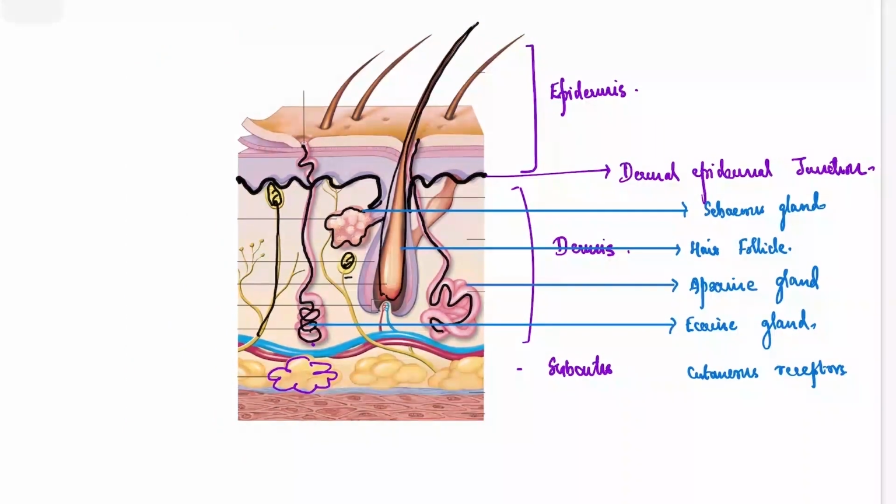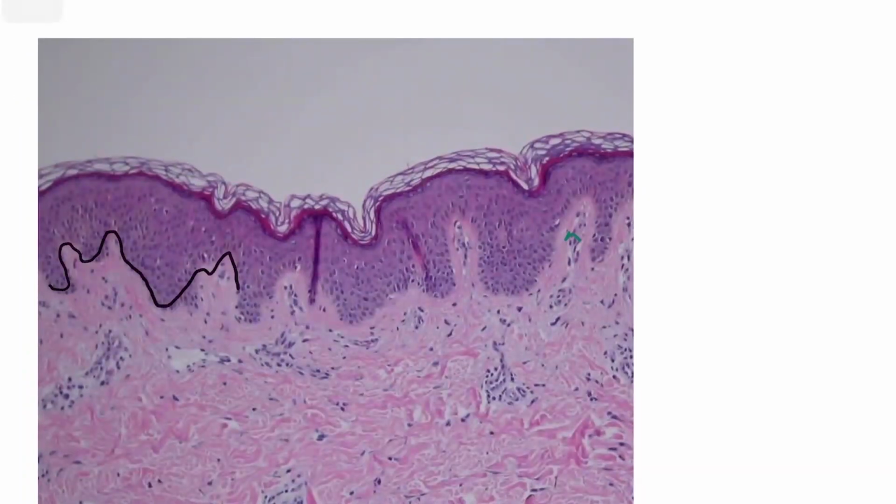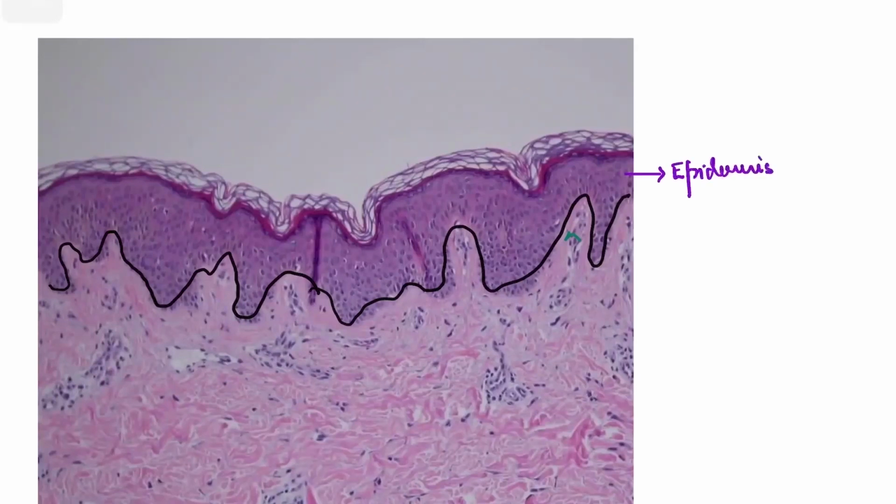And if you see this skin under the microscope, and if you stain it with eosin and hematoxylin, you would see the basement membrane, which separates the epidermis from the dermis. So the uppermost layer is epidermis, and below the dermal epidermal junction, you will see the dermis. And this layer is the dermal epidermal junction or the basement membrane.